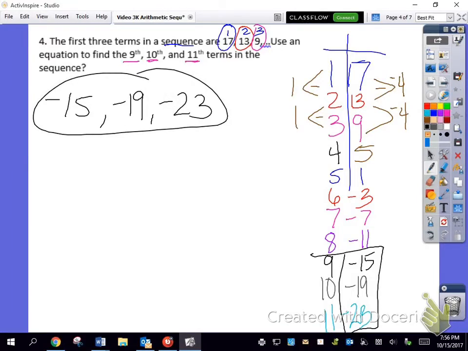Now, I'm going to show you how you got that rule. This right here is your rate of change. So remember, negative 4, swing over the 1.